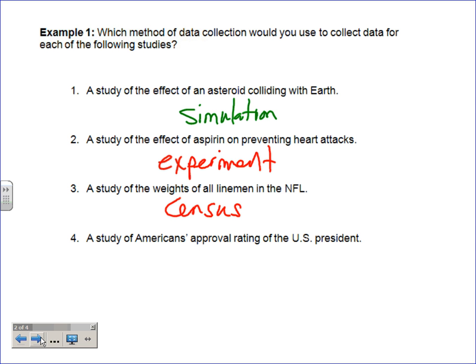A study of Americans' approval rating of the U.S. president. Sampling. And that's that polling that they do, calling homes and whatnot. And it's a surprisingly low number that is used for that polling. That's why there's always a plus or minus so many points or percents on things like that. And we'll discuss that as we go on, why they chose that number of people to ask, and it has more to do than just statistics. So we'll see if you can come up with it. So any questions? Looks like you got those pretty well figured out. Pretty straightforward.